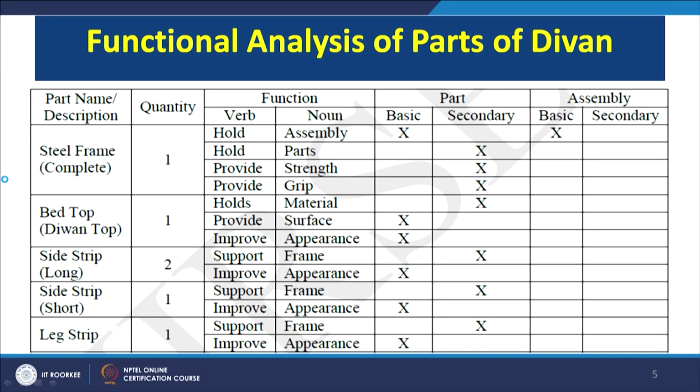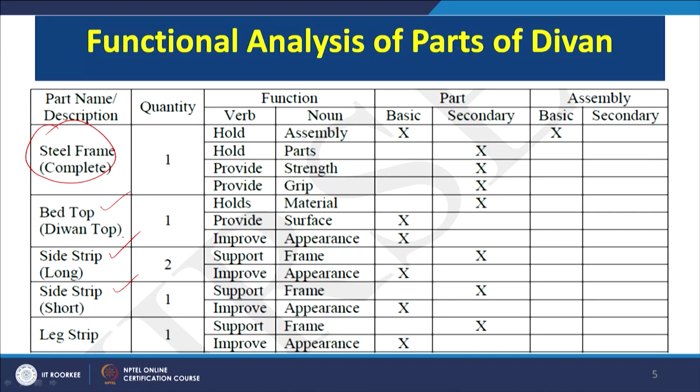Quickly, we would like to take the most important things. Here we can see we have a steel frame which is the basic assembly. Based on this steel frame the overall assembly will be done. Bed top, that I have told in the image, is the platform on which the customer is going to sleep. Then long side strips are there, then shorter side strips are there, then the leg strips are there, and you can see the verb and the noun definition for each and every part has been written.